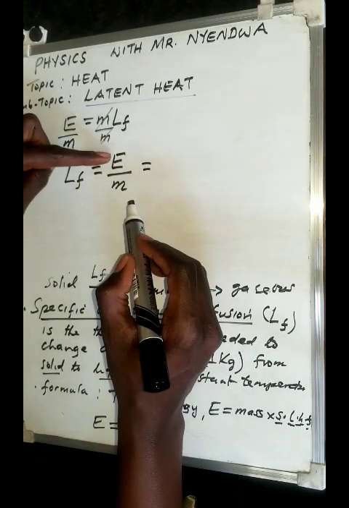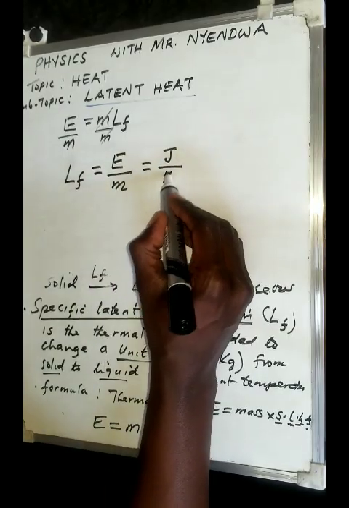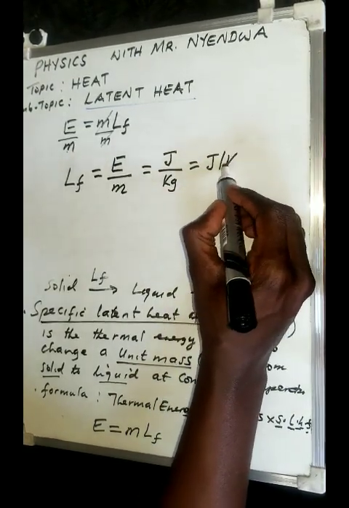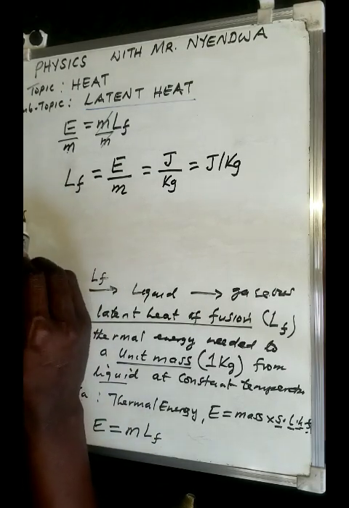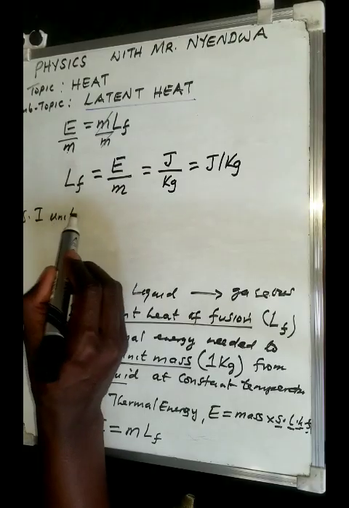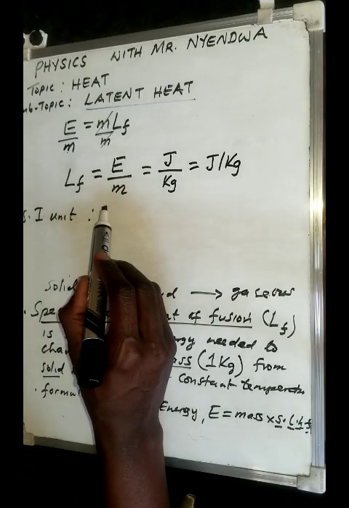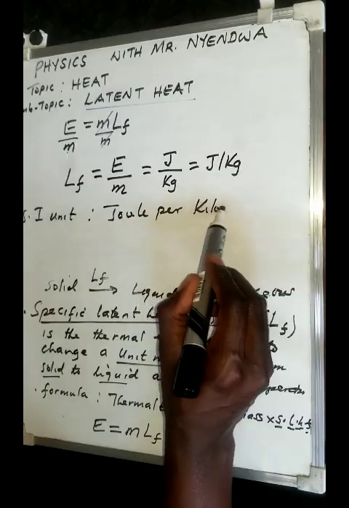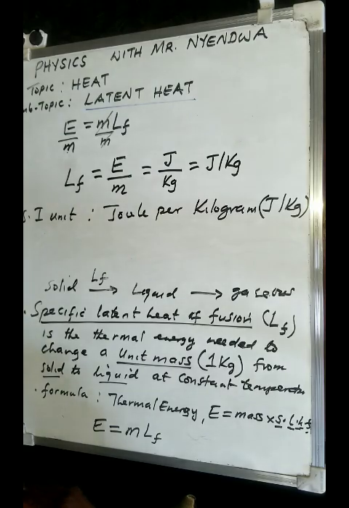Now, if you remember, energy is measured in joule, and the SI unit for mass is simply the kilogram. So combining that will give you joule per kilogram. That is the SI unit in this case for specific latent heat of fusion. So the SI unit that you need to remember for specific latent heat of fusion is simply joule per kilogram. That is what you need to remember.